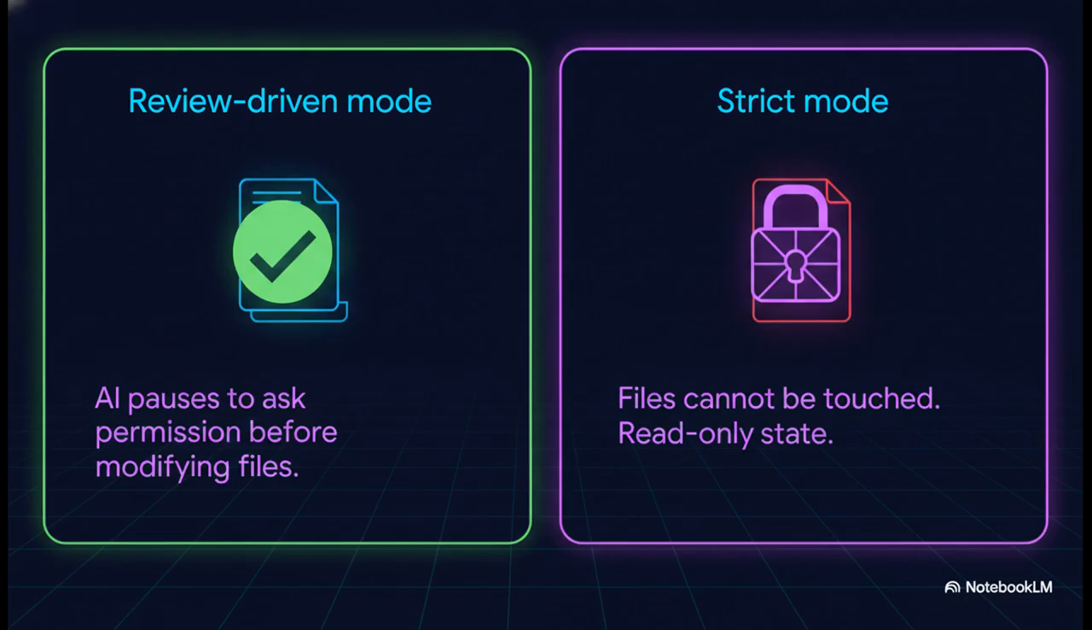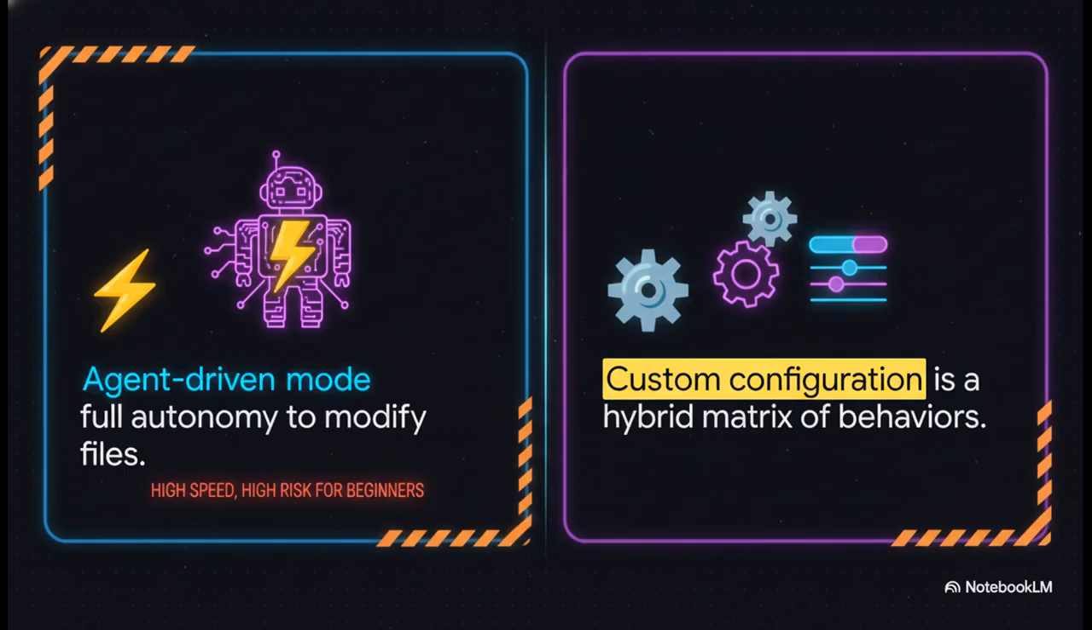Then there's strict mode. This is highly secure, but much slower. The AI basically becomes a read-only assistant. It can look at your code and suggest things in a chat box, but it cannot touch your files at all. You're also going to see agent-driven mode. Now, this grants the AI full autonomy to continuously modify files and run scripts without ever asking you. It's incredibly fast, yeah, but it requires a very high level of trust, and frankly, it's just not ideal for beginners who are still learning how their code even works. Finally, there's a custom configuration option for a hybrid setup. My advice? Keep it simple and safe. Stick with the pre-selected review-driven mode for maximum control and safety.